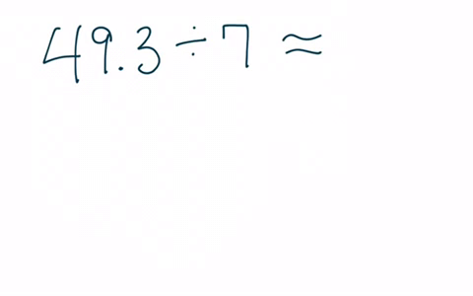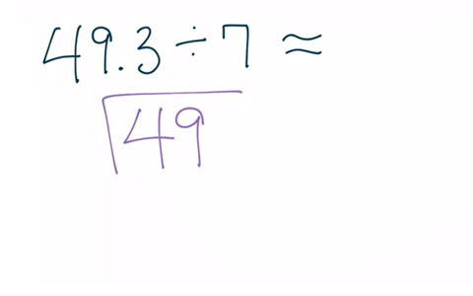All right, same thing here. We have 49.3 divided by 7. So what is a number that is really close to 49.3 that can be easily divided by 7? That's right, folks, 49. So we put 49 as our dividend in our house, and 7 goes on the outside. 49 divided by 7 is going to be 7. So it's approximately going to be about 7.